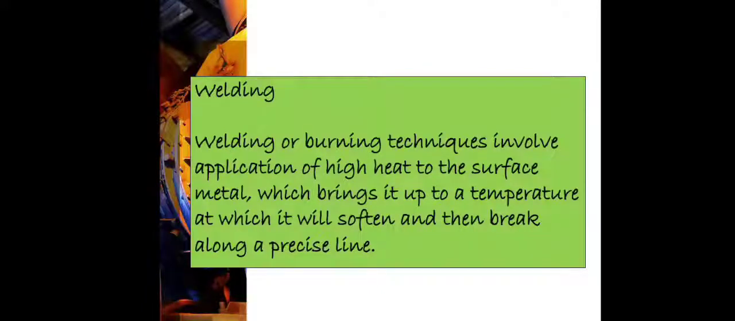So it brings the metal up to a temperature at which it will soften and then break along a precise line. So welding will soften the metal and, at the same time, it will also break or cut along the line.